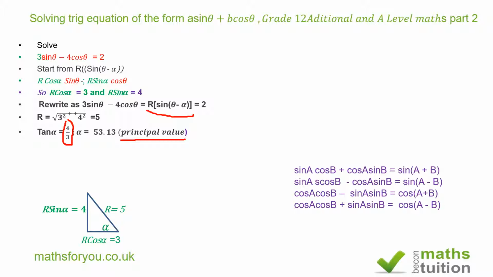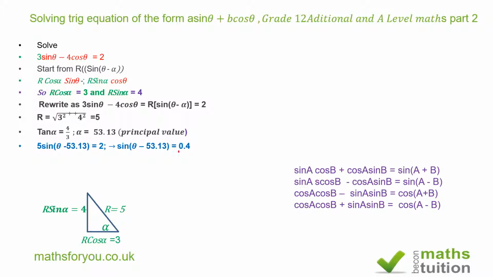Okay, right. So we then have that 5, which is r, sine theta minus 53.13, which is the alpha, is equal to 2. So if we divide both sides by 5, we end up with sine theta minus 53.13 is equal to 0.4.